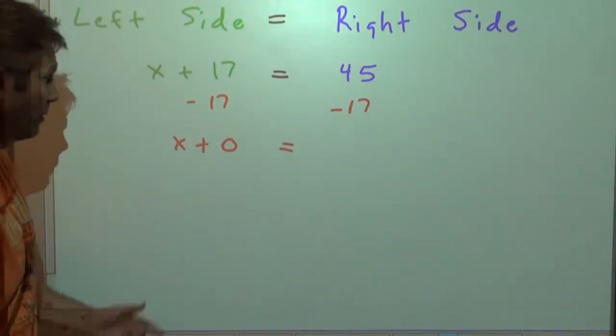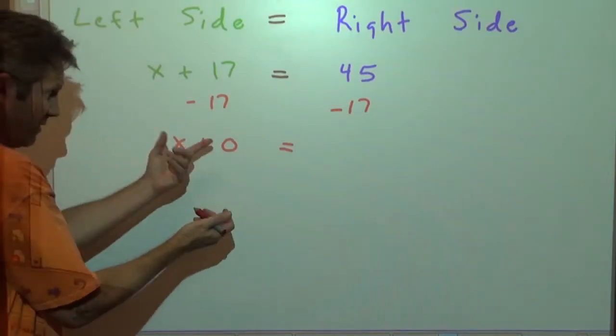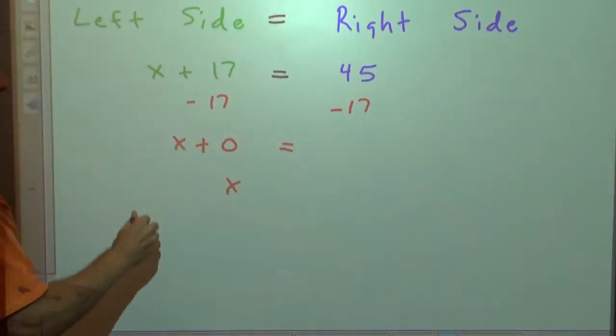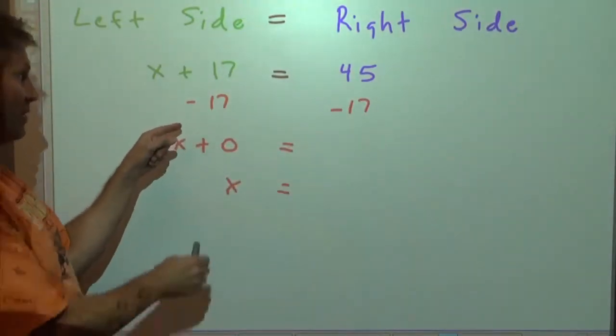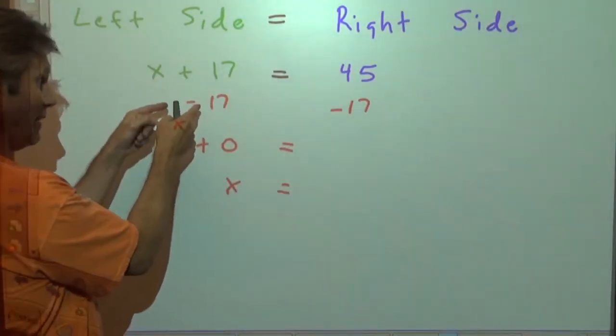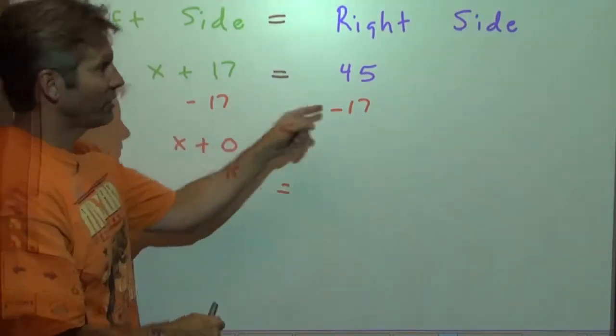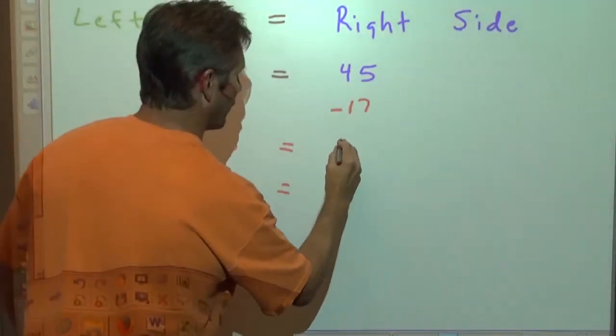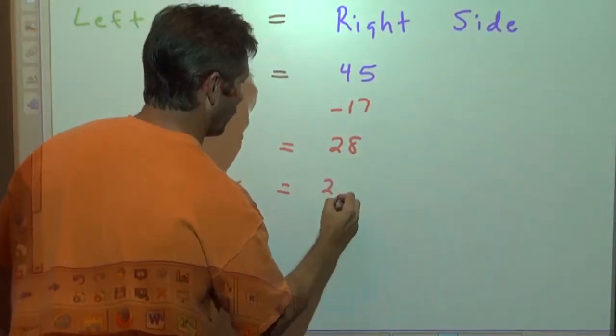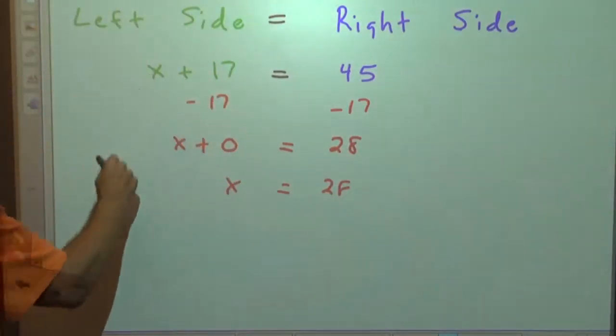Oh, we created a 0. 0 plus x is just x. That's the additive identity. We got x by itself. We subtracted 17 from the right side because this side dictated that that's what we needed to do. We subtracted the 17 on that side to keep both sides equal. 45 minus 17 is 28, so we now know that x is 28. We can check our work by putting a 28 there.